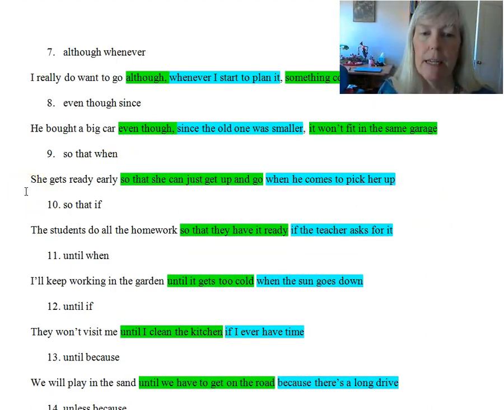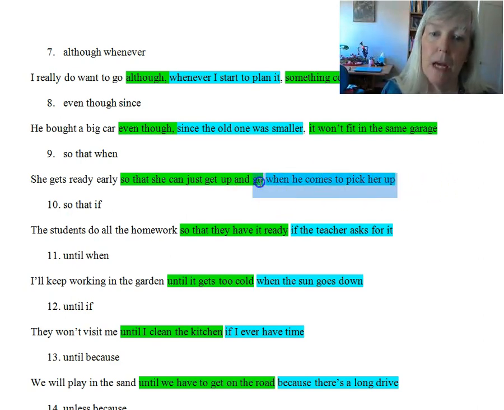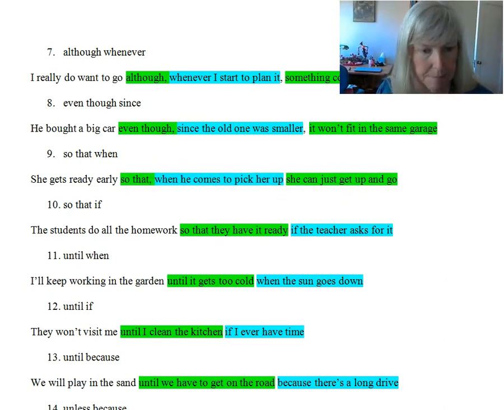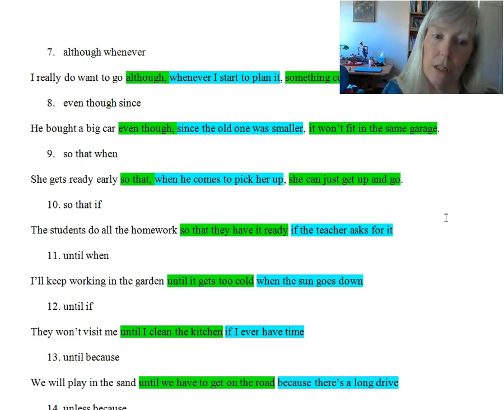She gets ready early so that she can just get up and go when he comes to pick her up. She gets ready early. She's all ready. Anytime he shows up, she can go. I can take this when, put it right after that so that, between the word so that and its clause, put commas on both sides, and a period at the end. She gets ready early so that when he comes to pick her up, she can just get up and go.